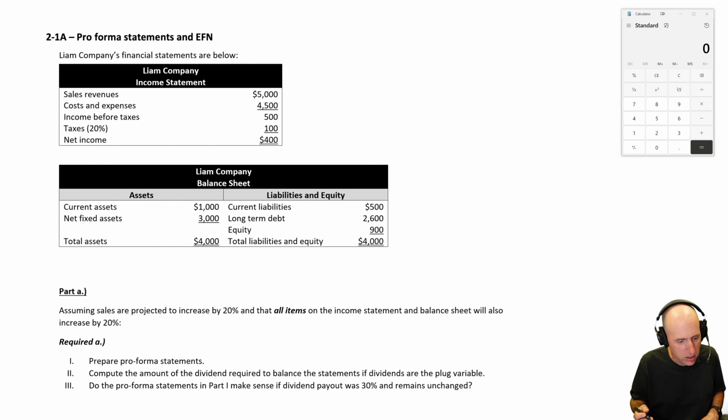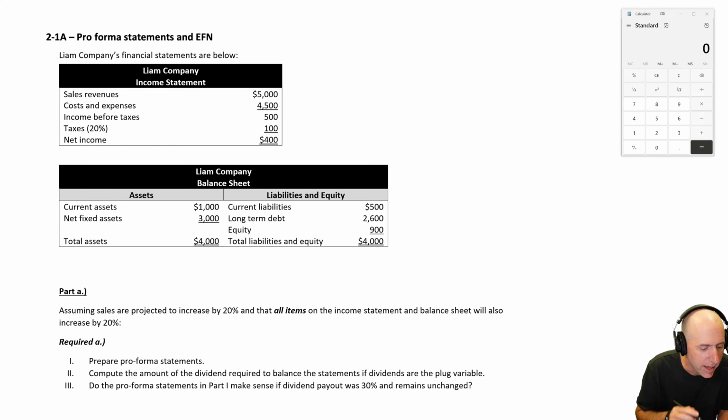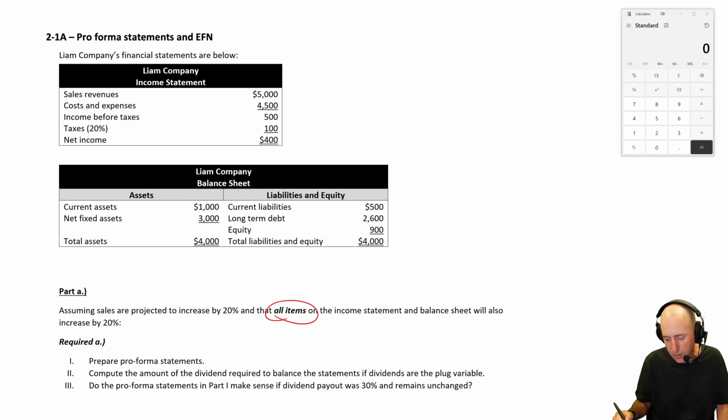So let's go through 4.1a. Liam Company's financial statements are shown below. And there we have an income statement and a balance sheet. And it says, assuming sales are projected to increase by 20% and that all items on the income statement and balance sheet, so all items that we're seeing above, will also increase by 20%. Not the greatest assumption, some things will go up by more or less than sales, but this is a good starting point, right? Just to learn what financial statements look like with this type of change.